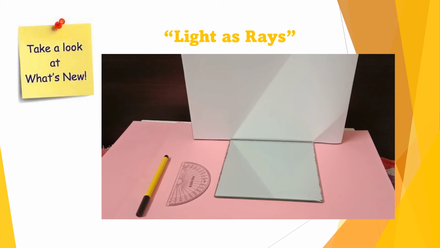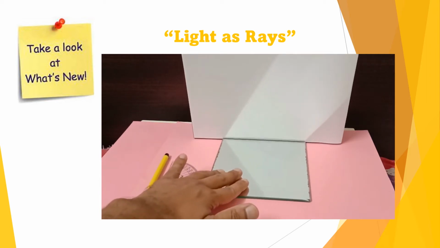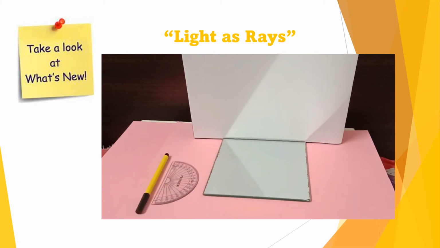So that can be easily demonstrated even without the use of the protractor. And you will understand why we are using protractor, because the second law states that the angle of incidence and the angle of reflection are same. So we need to prove that.